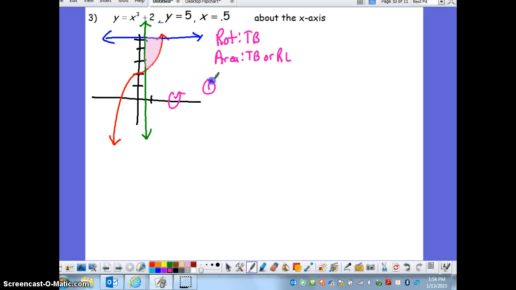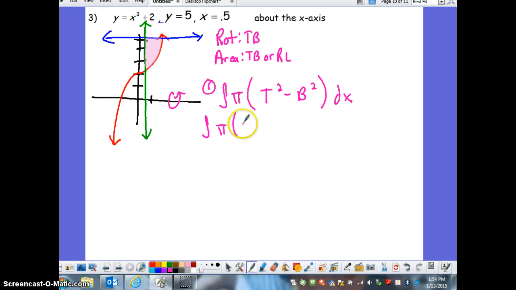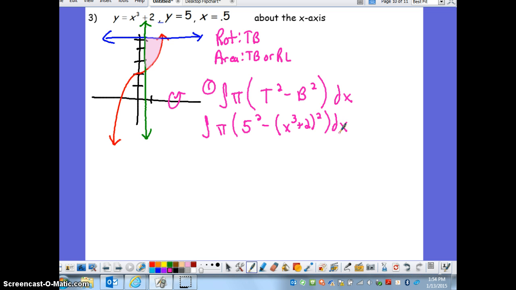All right, so when I do this, I'm going to have my integral of pi, and I have my top squared minus my bottom squared. Again, I'm doing this as a top-bottom, it matches up, and I use it all as my x's. So this is going to be the top all squared minus my bottom all squared here. And that's dx. So when I set this up, again, I need to find my bounds. I need to plug in my top and my bottom. So the top here is going to be the blue line, so that's the y equals 5. So that's going to be from 5 squared minus the bottom, which is the x to the third plus 2 squared. So that's my top minus my bottom squared.